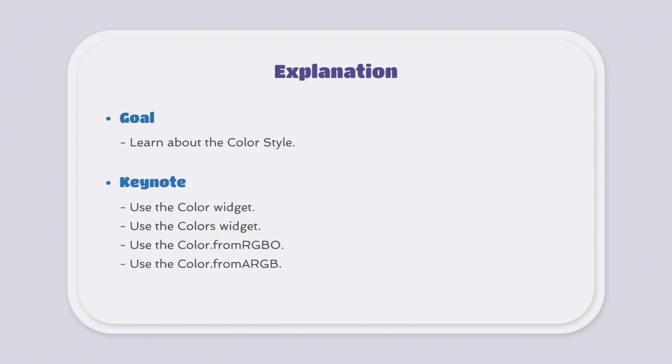Third, we can set the color by using RGBO to specify the red, green, and blue color code and opacity. Fourth, we can set the color by using ARGB, specifying alpha, red, green, blue color code. These color styles precisely pinpoint the color we want. At the end of the lesson, you will understand how to use color style and what it is.